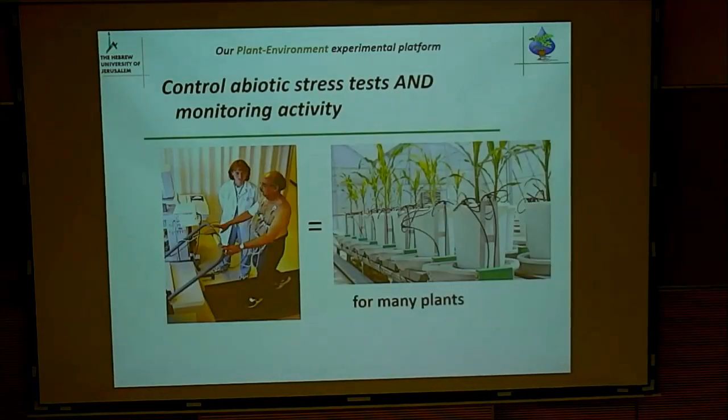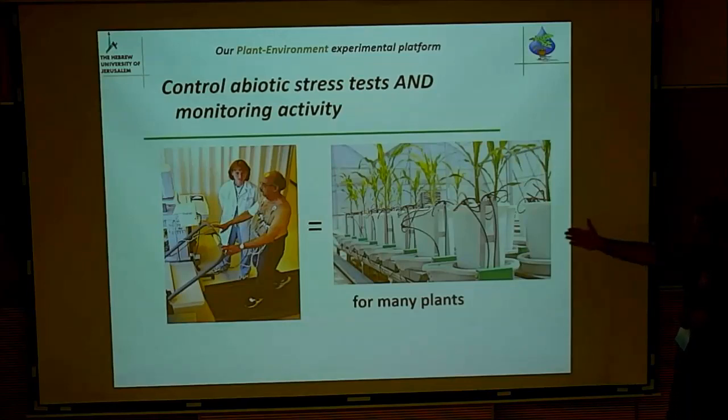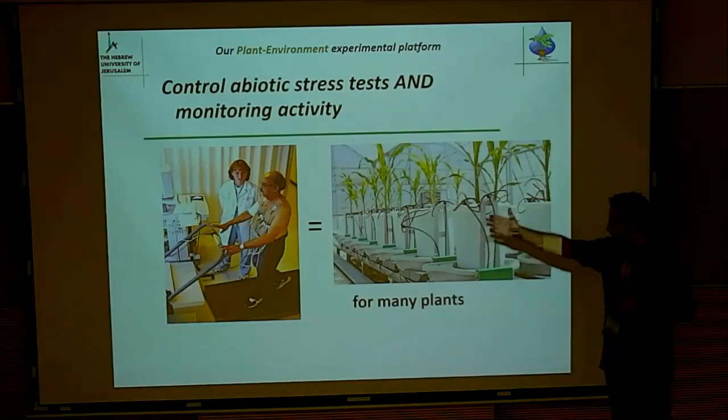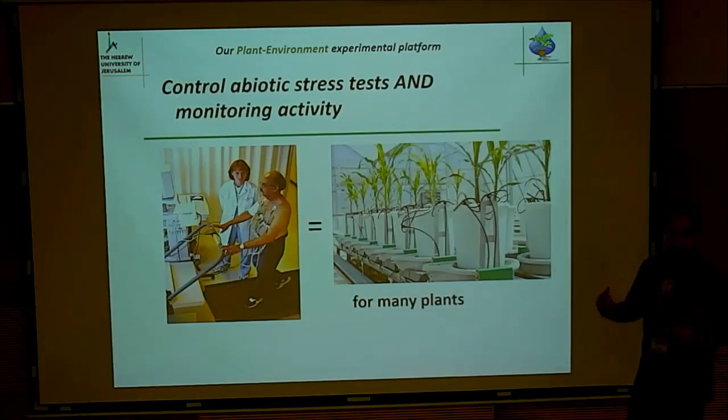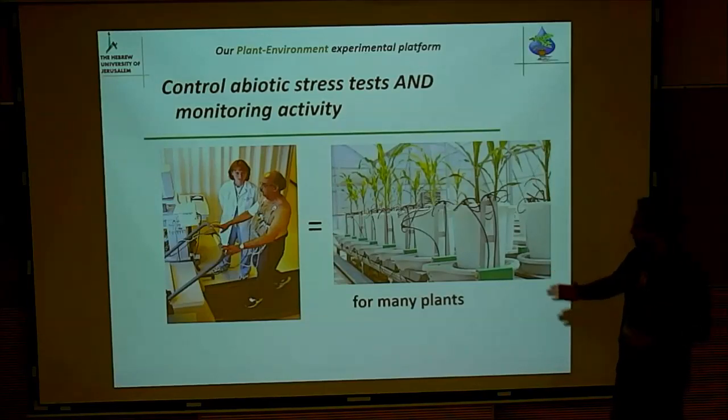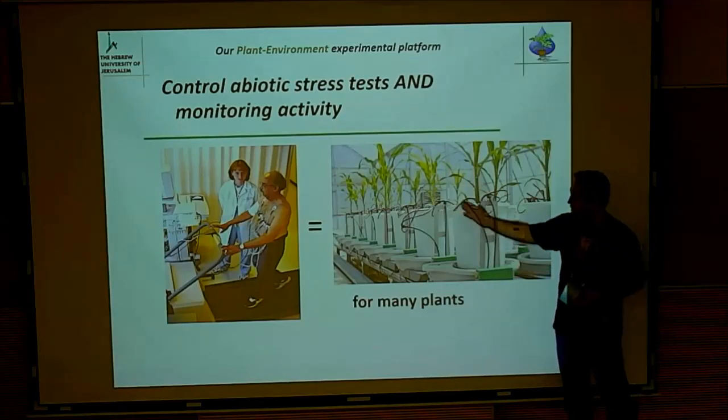So basically, I said today that we are doing performance tests or stress tests. The idea is like the picture you see on the right. This man is walking on some walker. The nurse can control his stress level, like the angle and the speed, while at the same time she takes his physiological measurements: heartbeats, blood pressure, oxygen levels. We're doing the same, only we do it to each plant in the greenhouse.